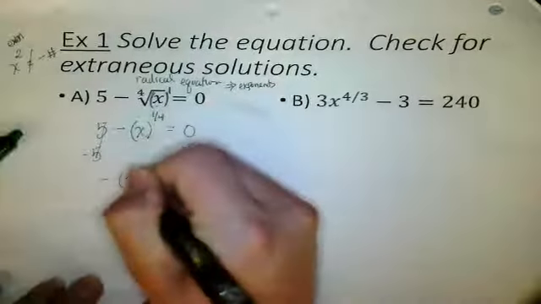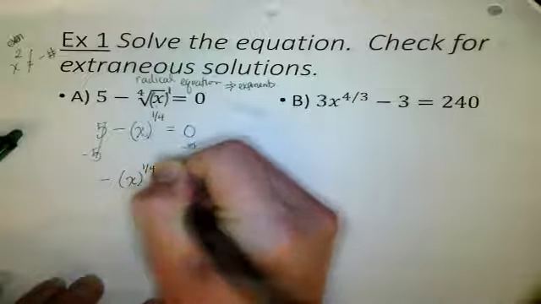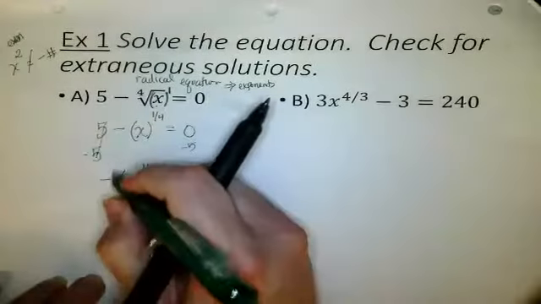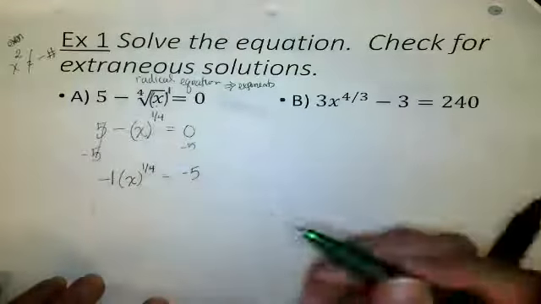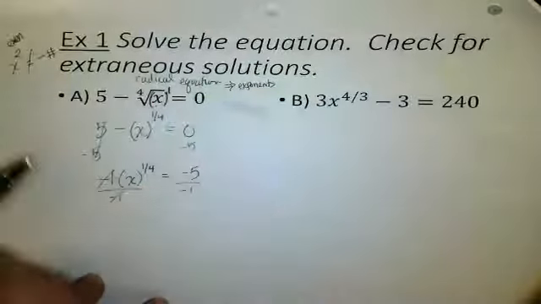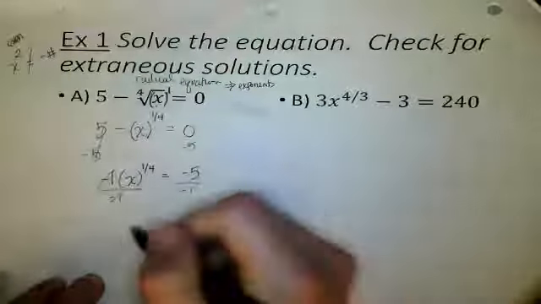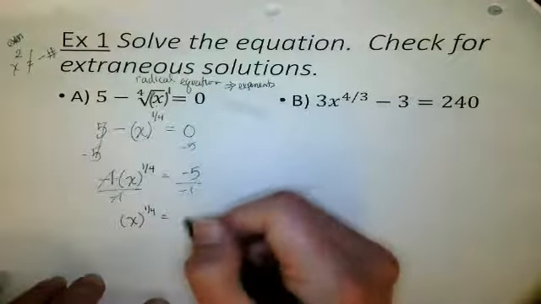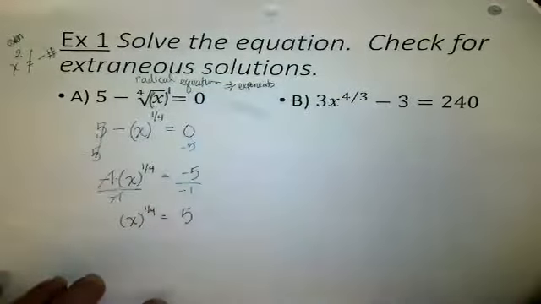So we have a negative quantity x to the 1/4 equals -5. So what else do we need to get rid of? The negative, and you can think about it like a -1 times this whole thing. So we want to divide by -1. Again, it's not trapped. Get rid of it. So we have x to the 1/4. Negative divided by negative is +5.